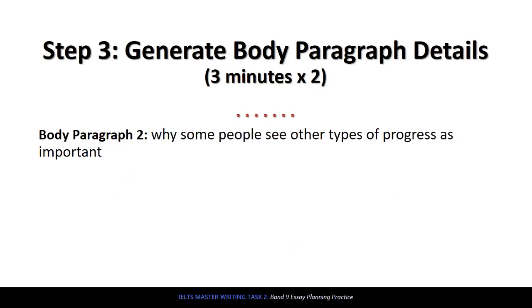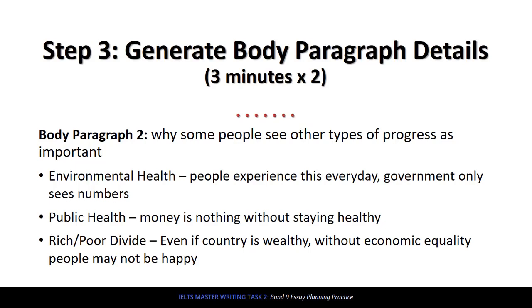Next body paragraph, why some people see other types of progress as equally important. And the reasons that I thought of quickly are environmental health. People experience this every day. Government only sees numbers. This is one example of other progress that's very important. Public health. Money is nothing without staying healthy. And finally, rich and poor divide. Even if a country is wealthy, that means it has a lot of money, without economic equality, people may not be happy. Even if you have a lot of money, if there are a lot of poor people and rich people and they're very different, sometimes people aren't happy. So that's why people see other types of progress in these areas as equally important to economic progress.